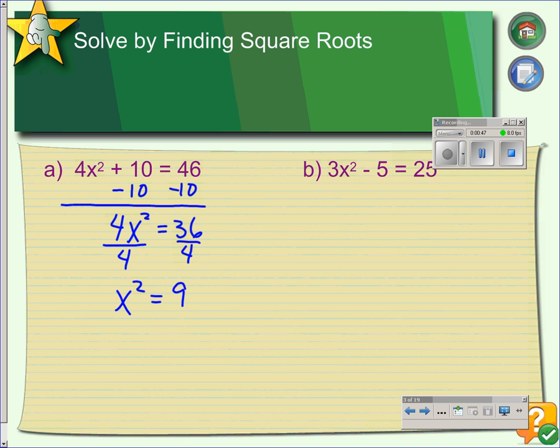We have now isolated the x squared, but we want to know what x is. So we take the square root on each side, and we get x equals 3 because 3 times 3 is 9. But we get a second answer because negative 3 times negative 3 is also 9, so we get two solutions, plus or minus 3. Similarly, you can do example B.